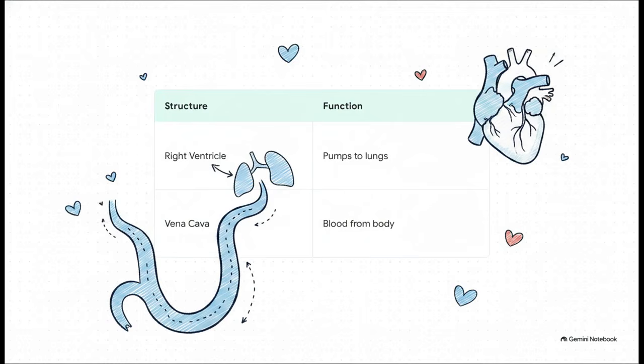The right ventricle is the chamber responsible for pumping blood that short distance to the lungs. And the vena cava is the massive vein bringing deoxygenated blood from the rest of the body right back into the right atrium. If you nailed those, you are well on your way to mastering this topic.